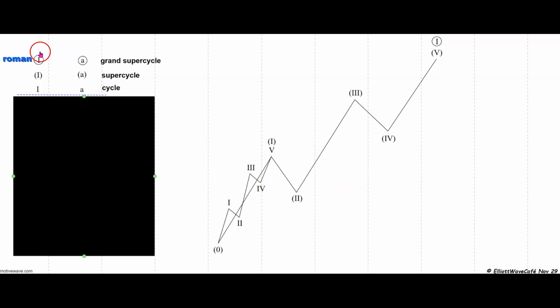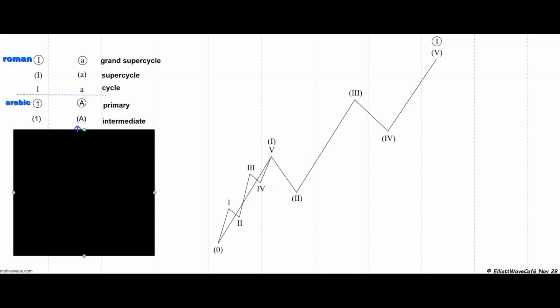Okay, so this is the first sequence that you have, which is with uppercase Roman and with lowercase letters. Now you're moving from this one into numerals in here, right? So you're going to go to the next sequence right there. Okay, and this you're moving to the primary degree.